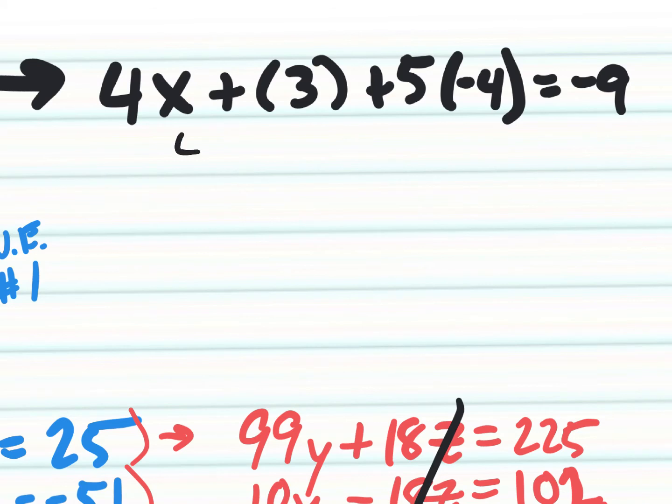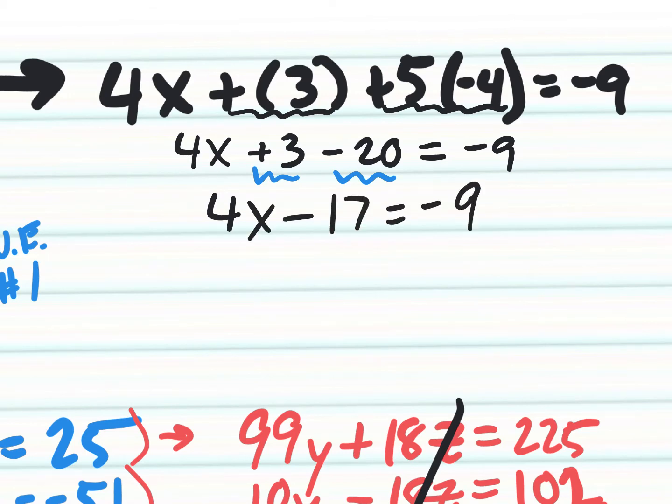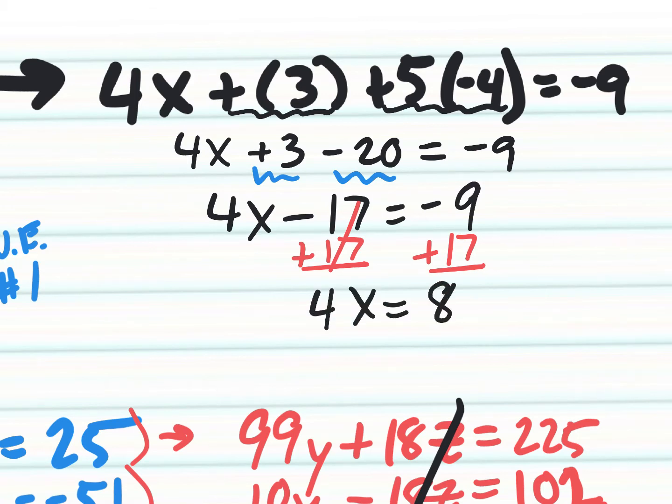I have the 4x, and I have a 3 right here, and I have a negative 20 right there. 5 times negative 4 is negative 20, equals a negative 9. When I combine the like terms, 3 and negative 20 is negative 17. So I have 4x minus 17 equals negative 9. Add 17 here. Add 17 there. We end up with 4x equaling 8. Final step would be to divide by 4. Divide by 4. And we get our answer, x equals 2.